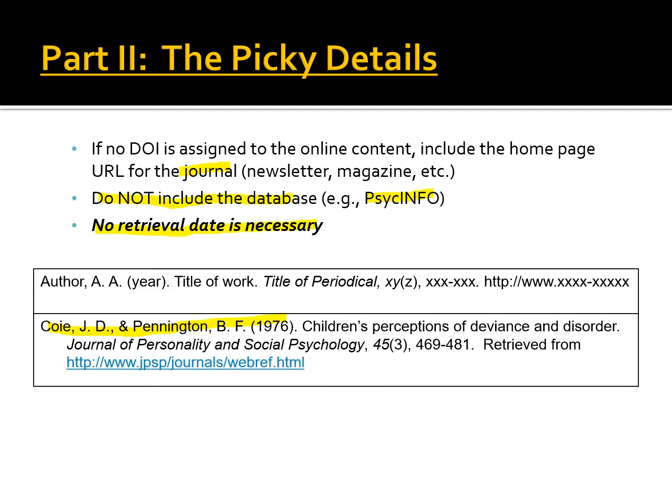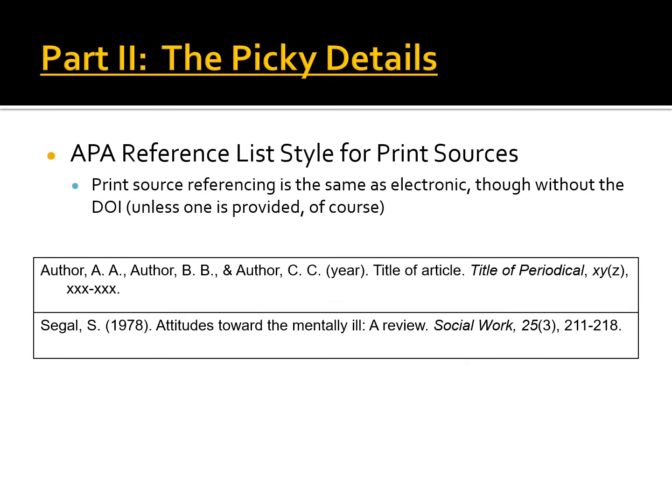In this example by Cui and Pennington, the article doesn't have a DOI, it's really old, so I got it from the journal's webpage, which is the Journal of Personality and Social Psychology. So I would indicate "Retrieved from," and then provide the hyperlinked, again, it has to be hyperlinked, journal URL.